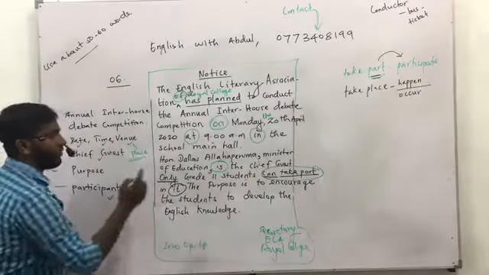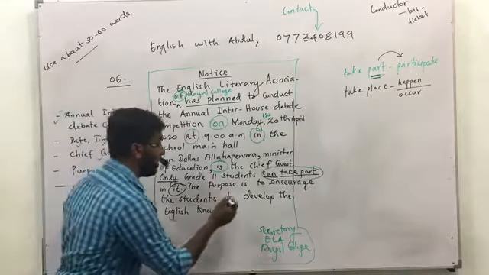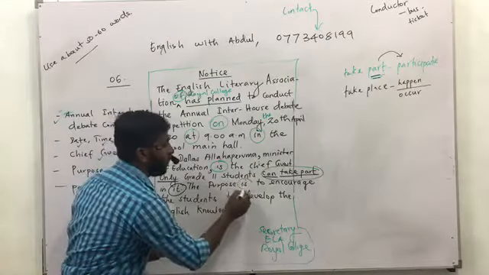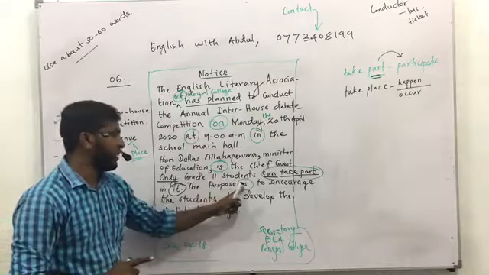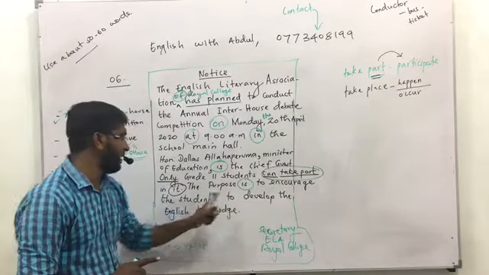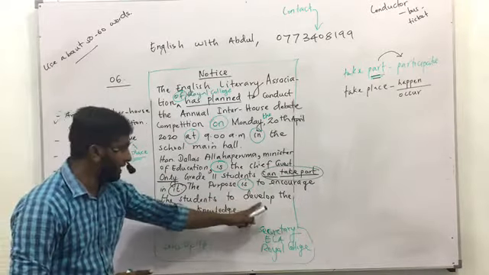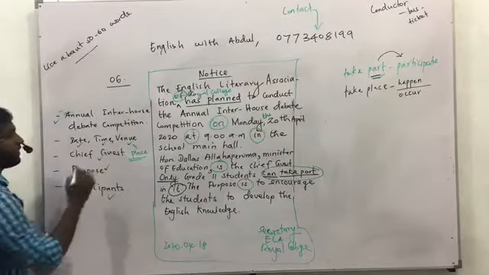Right? Now, finally, I have written here, the purpose is. Here also I have used the be verb. The purpose is, one and only purpose. That's why I have used "is" here. The purpose is to encourage the students to develop their English knowledge. Right? So the purpose is also included.